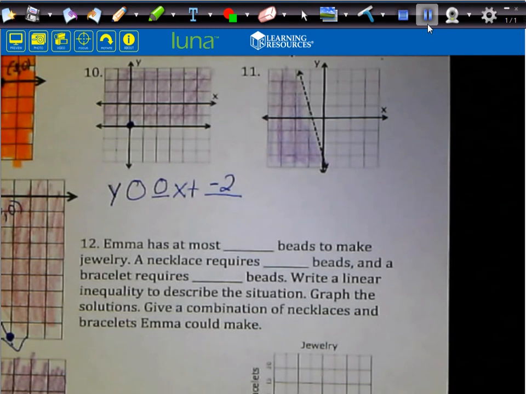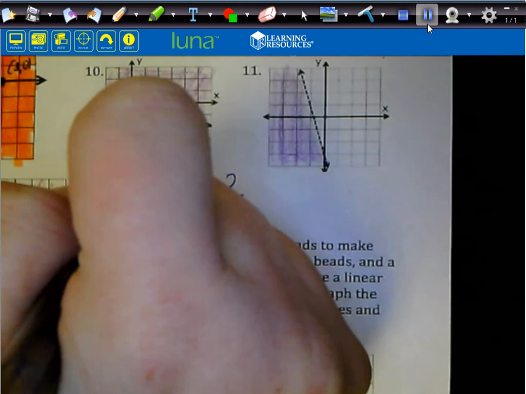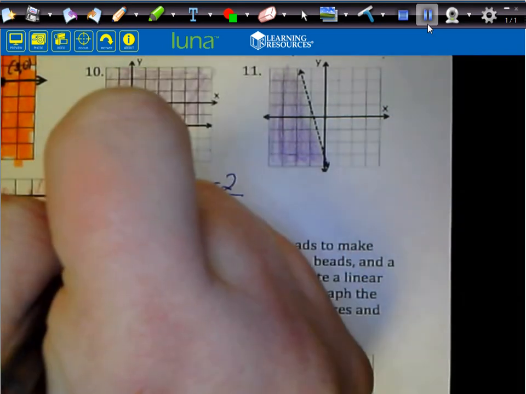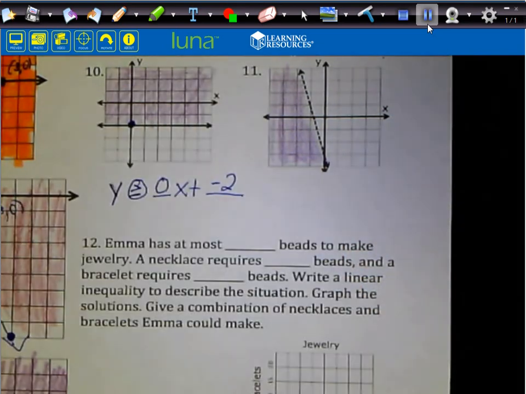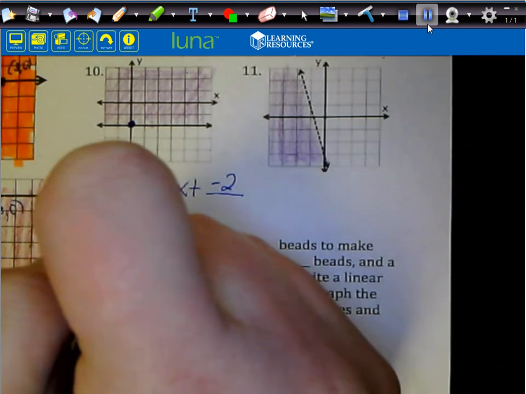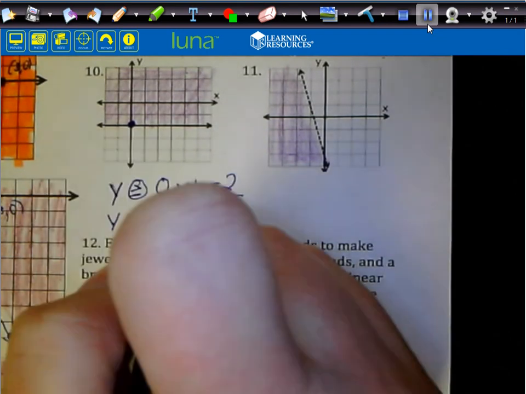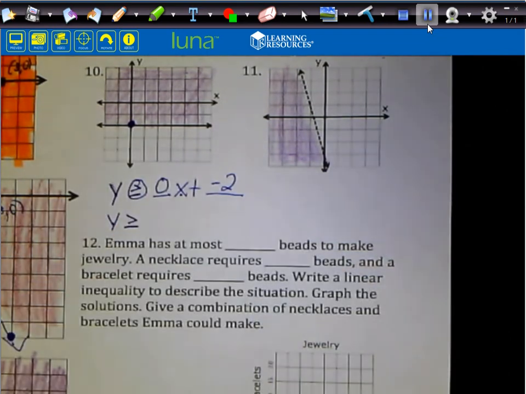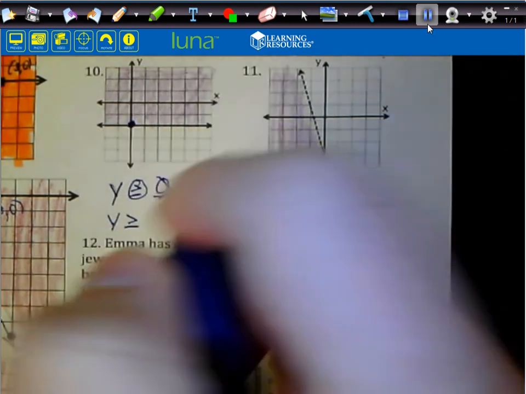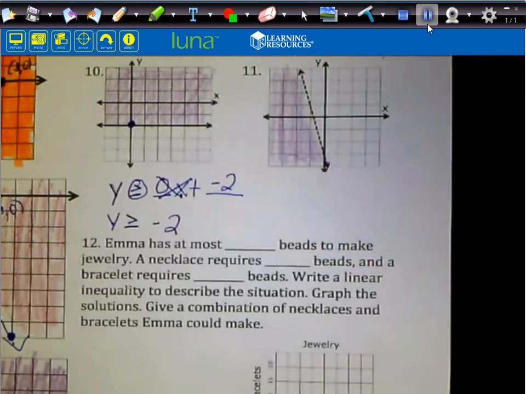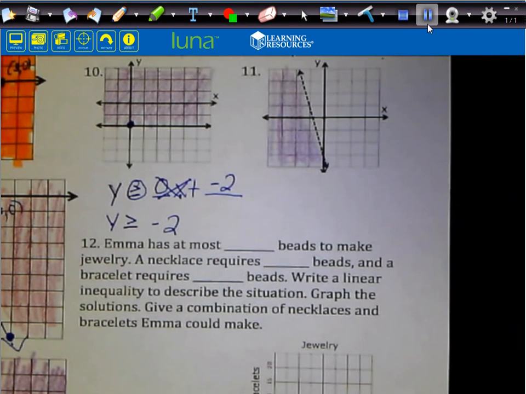And then we have to look, it's shaded above, so it's going to be greater than. And it does have a solid line, so it's going to have that extra mark. Now I'm going to clean this up just a little bit and say y is greater than or equal to, and then 0 times anything is 0, even if it's 0 times x. So this actually just cancels, and I'm left with negative 2. So y is greater than or equal to negative 2 for number 10. Now I want you to take a minute and pause the video and try number 11, and then restart when you're ready, and you'll see if you got the correct answer.